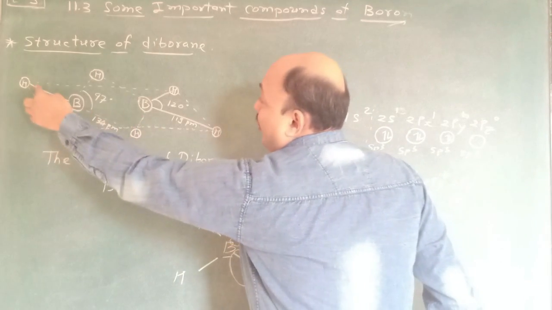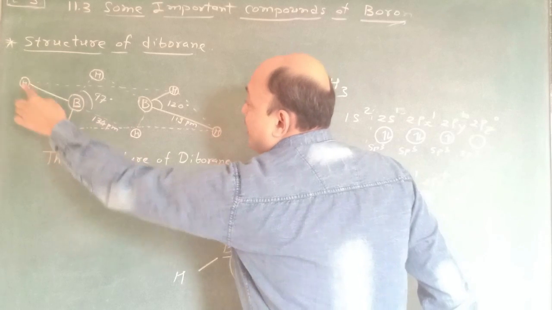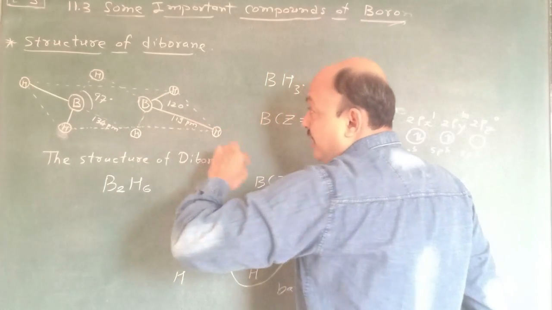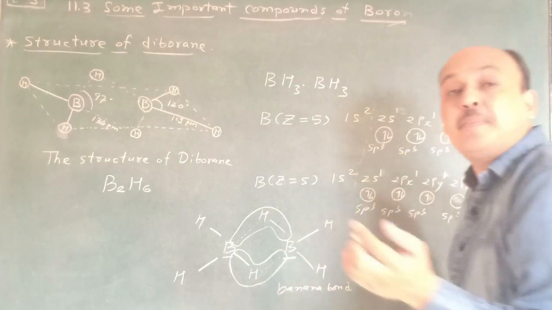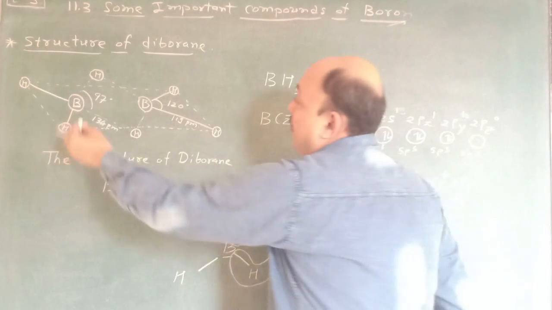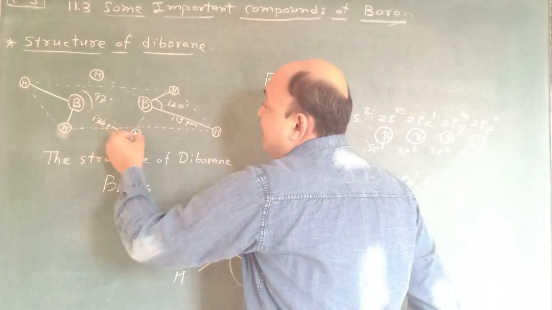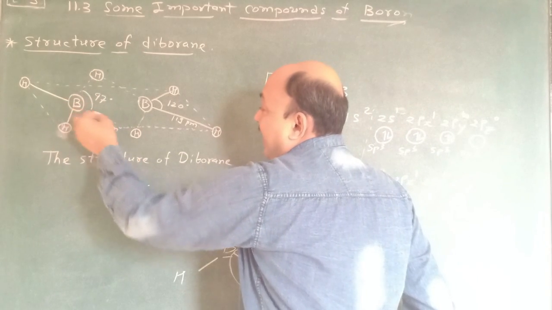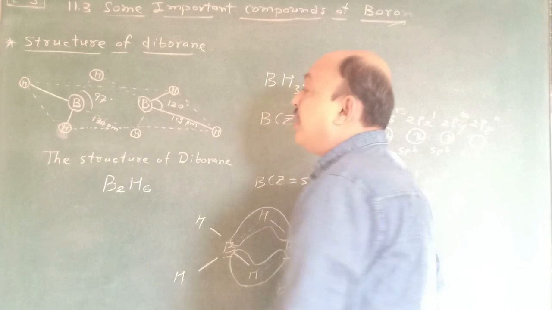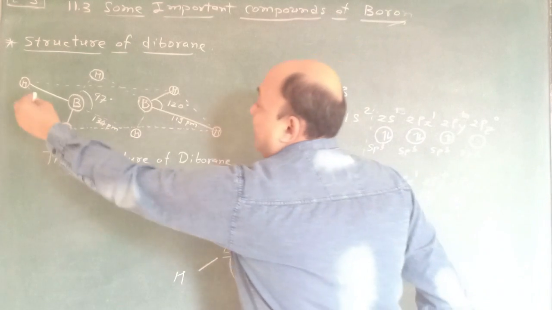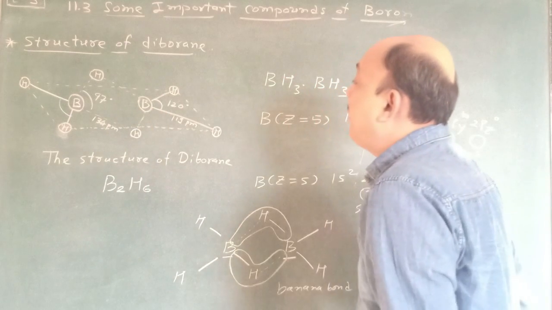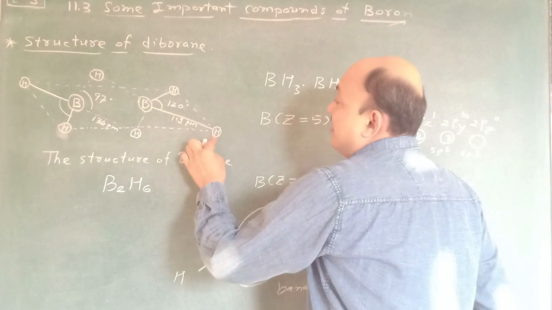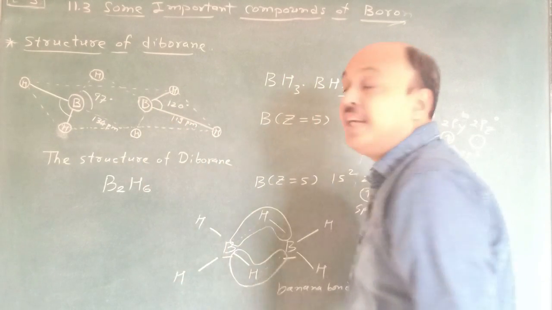So here this boron, hydrogen, hydrogen, hydrogen, hydrogen are in the same plane, and the bridge hydrogens are below and above the plane. The bond angle HBH is 97 degrees and the BH bond length is 134 picometer. But for the terminal bond, the HBH bond angle is 120 degrees, and this B-H bond length is 119 picometer.